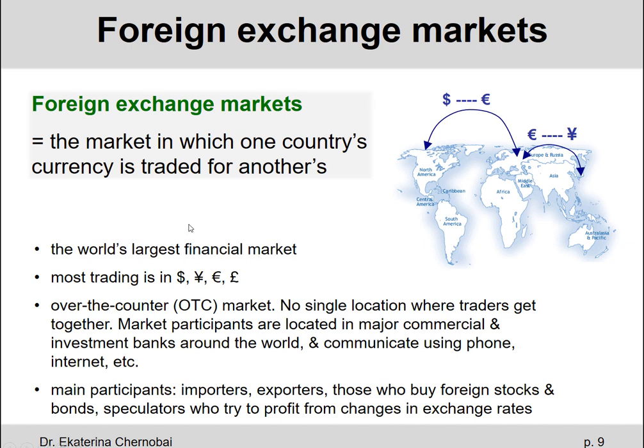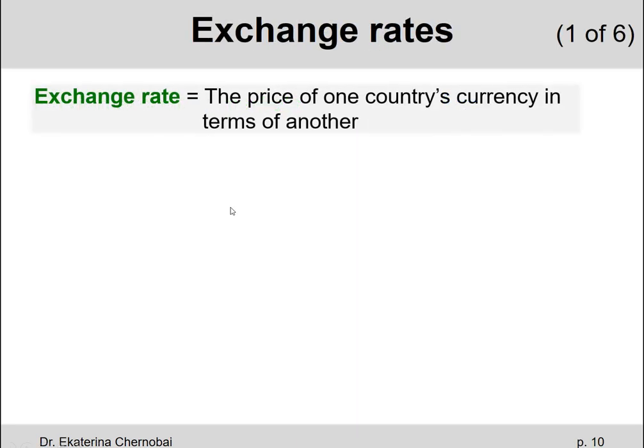And this entire foreign exchange market is the world's largest financial market. This refers to the value in money, let's say in dollars, of how much is being traded every day. And that's much larger than the value of all shares of stock, for example, or bonds traded every day. So it's the world's largest financial market. Now let's start looking at some numbers.